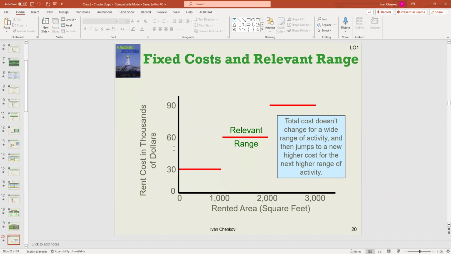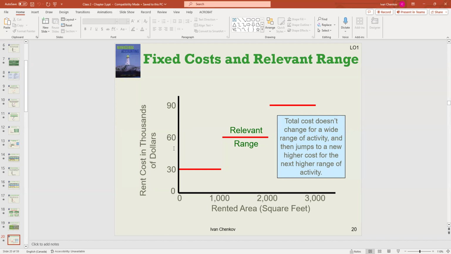Fixed cost and relevant range, sorry. One thing you have to understand is that usually on fixed costs, when you're moving from one relevant range to another relevant range, the fixed cost jumps higher, pretty much double. Let's see one example of the relevant range of fixed cost.